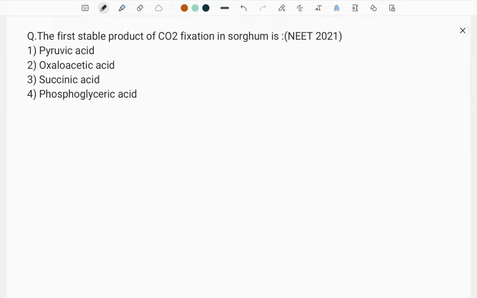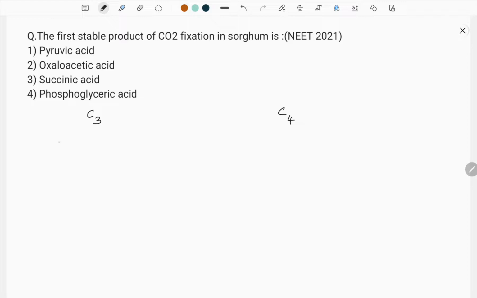The first stable product of carbon dioxide fixation in sorghum is... So this is a basic question. We should know that there are two kinds of plants in photosynthesis, that is in dark reaction. Some are C3 plants, some are C4 plants. If you see, first of all, what is the difference in between C3 and C4?